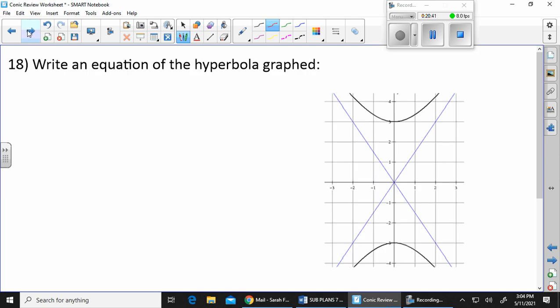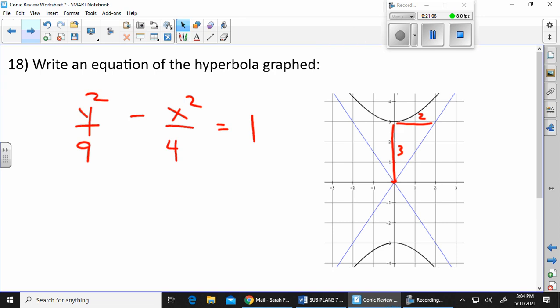And then the last one, that parabola, same thing up and down. Center is 0, 0. Since it's up and down, y is first, x is second. How many spaces did you go up there? 3. So that's 9. How do you get that number underneath the x? How many did you go over? So you got 4. So hopefully watching that helps.